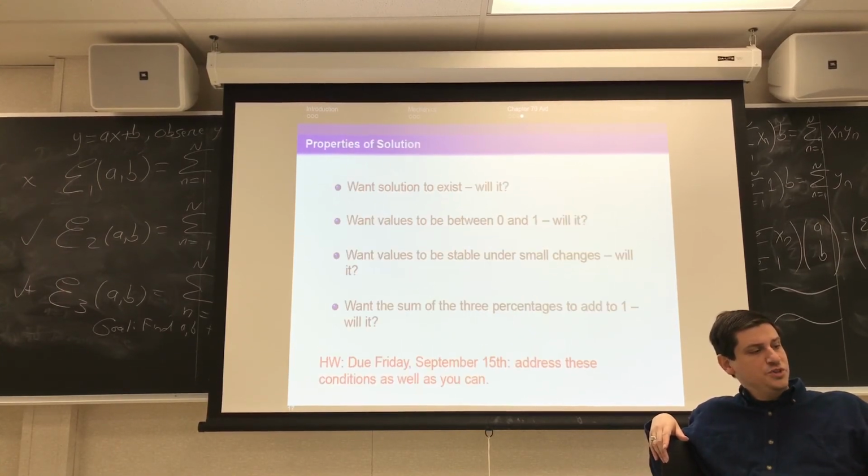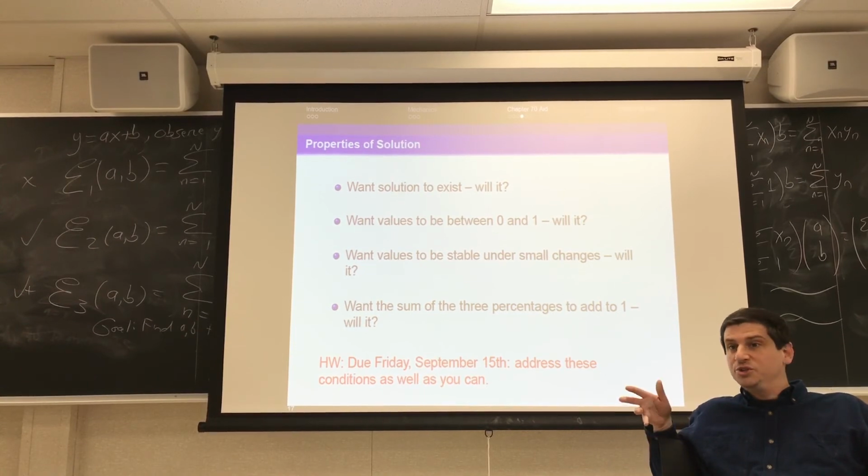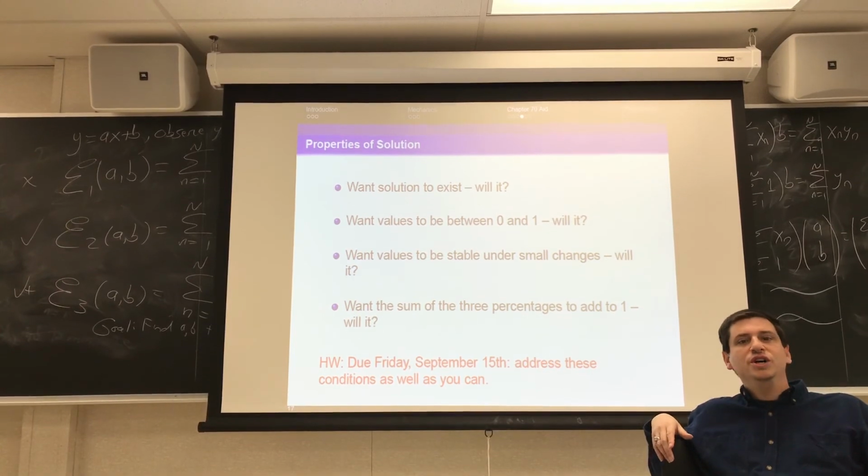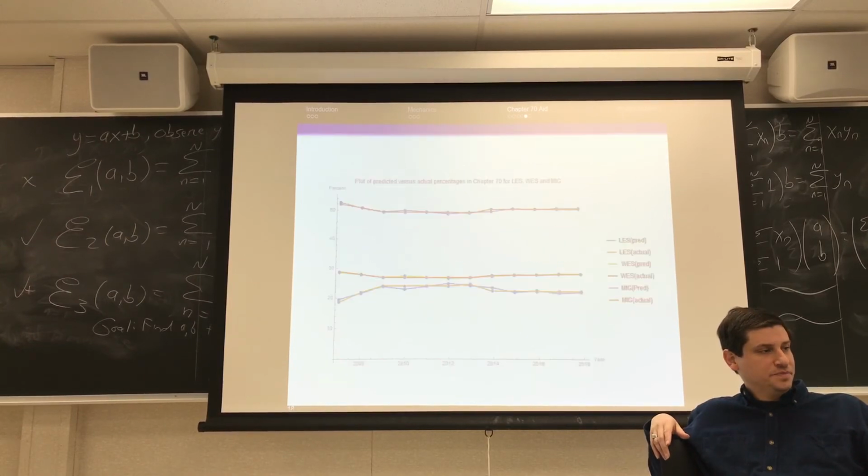So what properties do we want the solution to have? We want it to exist. We want the values to be between 0 and 1. We want it to be stable under small changes. And we want the sum to be 100%. We want to divide all the money to the 3 schools. We don't want to leave any money on the table. And we don't want to try to divide more money than we're getting.